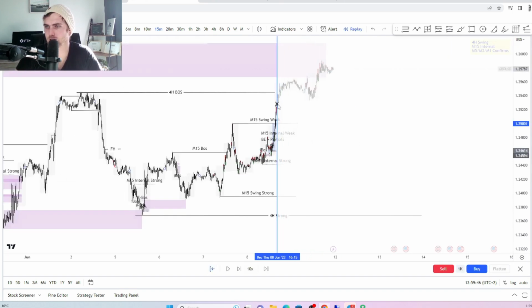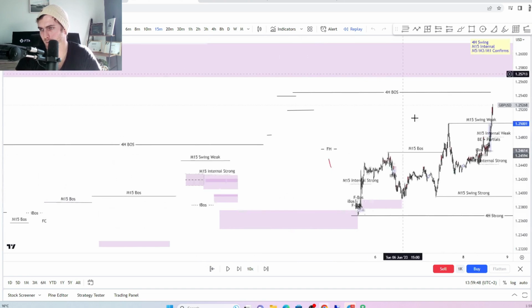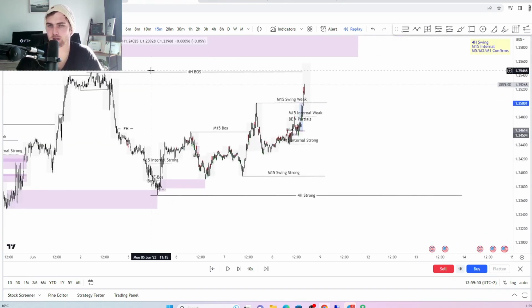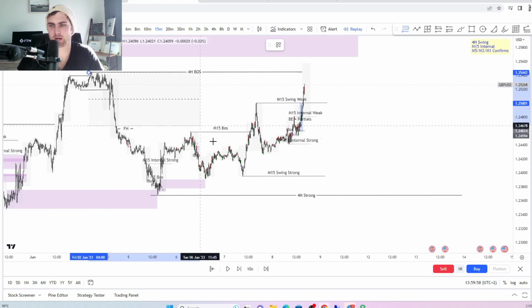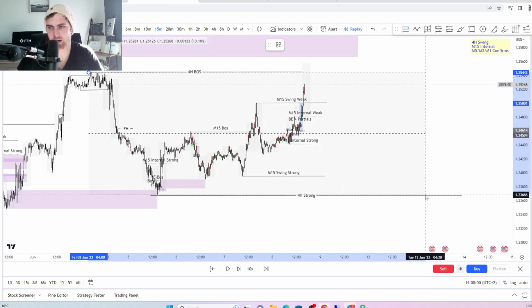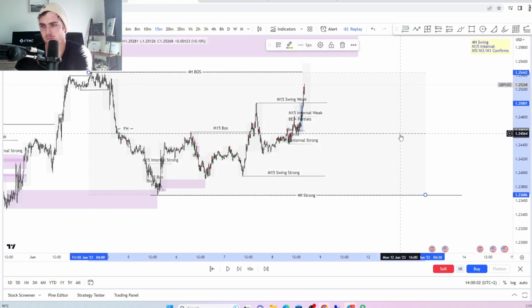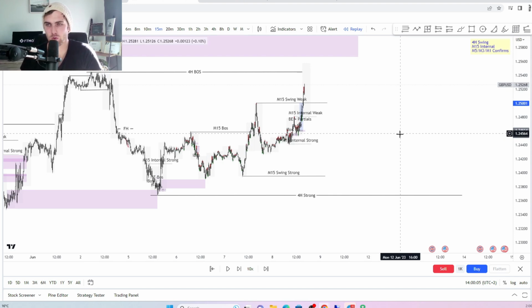If I bring back price over here, let's just say we were here at this time, this would currently be our 4-hour swing range. From this 4-hour weak high to this 4-hour strong low is now our swing range. So any price action that happens in here on the 15-minute time frame is what we call internal structure.